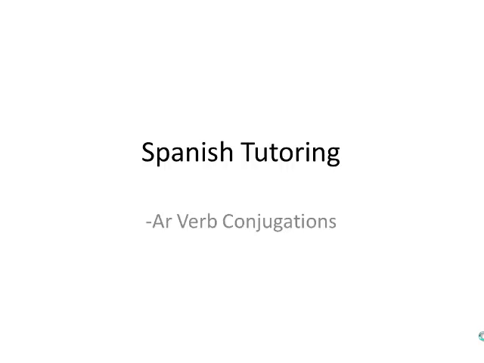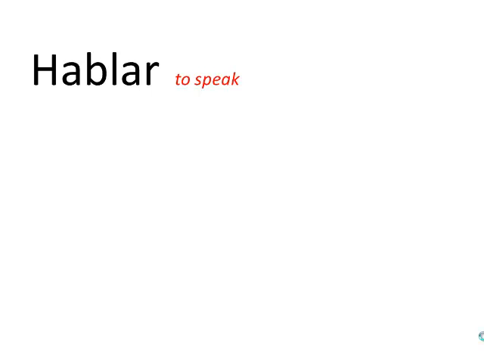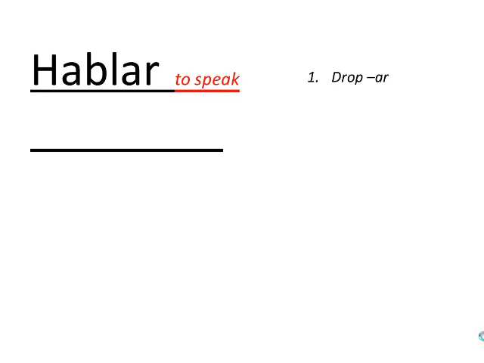This is Spanish tutoring in 3 minutes or less, and today we're going over AR verb conjugations. For an example, we'll use the verb hablar, which means to speak. So there are two simple steps when conjugating an AR verb in the present tense. The first step is to drop the AR, so you get your verb stem. And the second step is to add the proper ending.